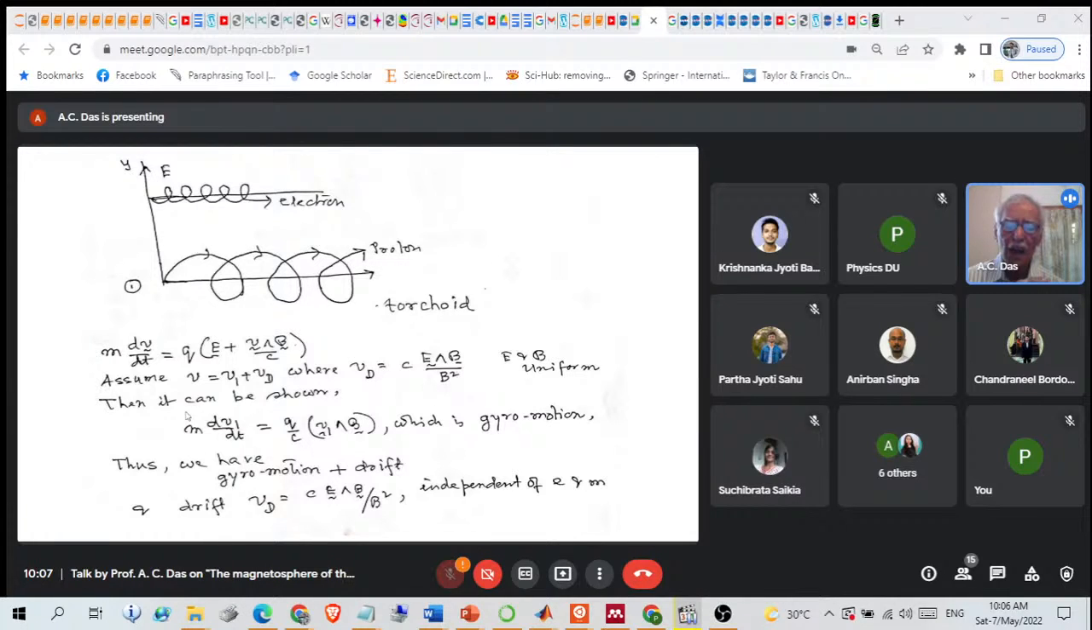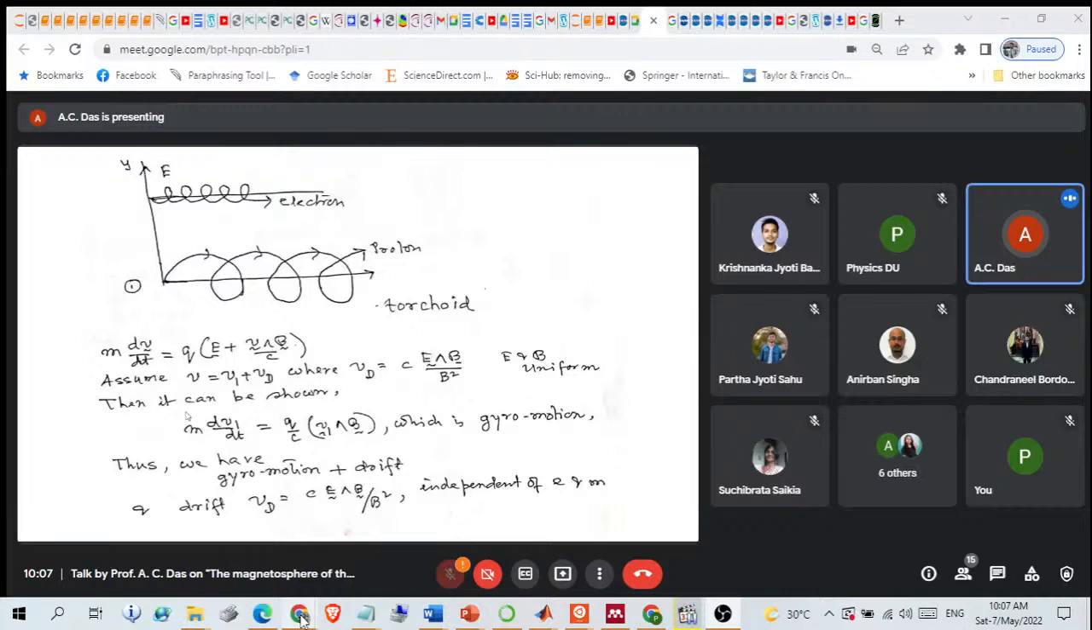So this is the curve which is called trochoid, and for electrons it goes in the opposite direction with a smaller circle, because the Larmor radius for protons and electrons are different. For the protons it is large because of the mass, and for electrons it is less. Now, it can also be obtained mathematically.